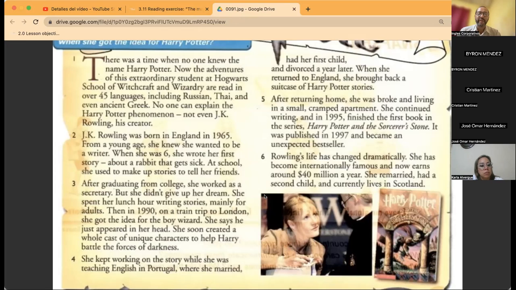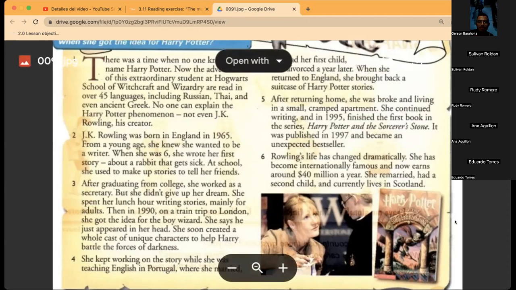Great. Thank you, Christian. Who would like to read the second paragraph? Me, teacher. Okay. J.K. Rowling was born in England in 1965. From a young age, she knew she wanted to be a writer. When she was six, she wrote her first story about a rabbit that gets sick at school. She used to tell the story to her friends. Okay, thank you very much. Practice reading more fluently, with no pauses in the middle. That way you improve, okay?